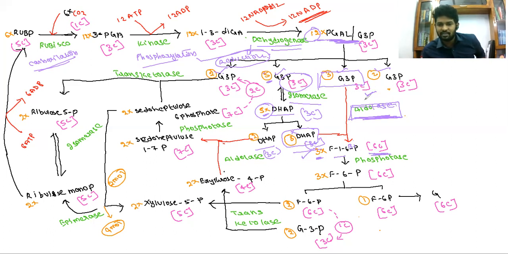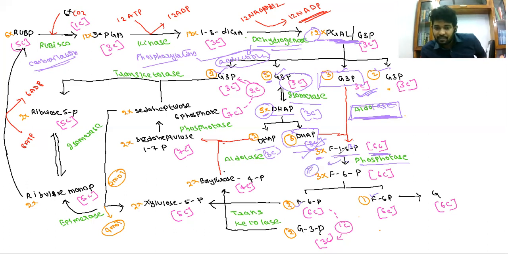We know that here 3 carbons are there, and here also 3 carbons are there. This is what the condensation process is taking place here. And this fructose 1,6 bisphosphate, again we are splitting into 2 molecules, that is 2 molecules of fructose 6-phosphate and 1 molecule of this fructose 6-phosphate undergo phosphorylation. Phosphatase. Phosphatase means removal of phosphate.